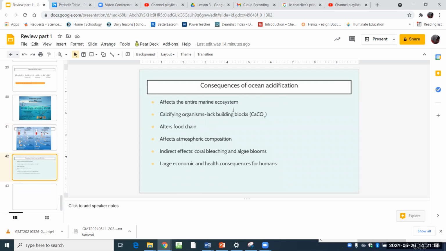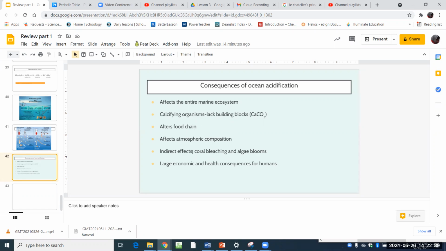So the consequences of ocean acidification, well, it affects the entire marine ecosystem. It's not just the calcifiers, well, primarily, directly the calcifiers, but it will affect everything else. And that's what it says here. Calcifying organisms will lack the building blocks, which is calcium carbonate or carbonate, but without carbonate, there's no calcium carbonate, right? It will alter the food chain because it's not just those organisms. Those organisms eat and they're eaten by other things. It will affect atmospheric composition. As we said before, a lot of those organisms are responsible for photosynthesis. So it will affect the composition there as well.